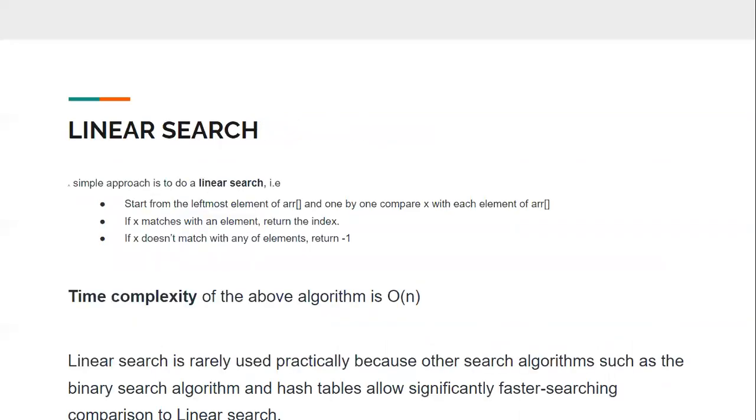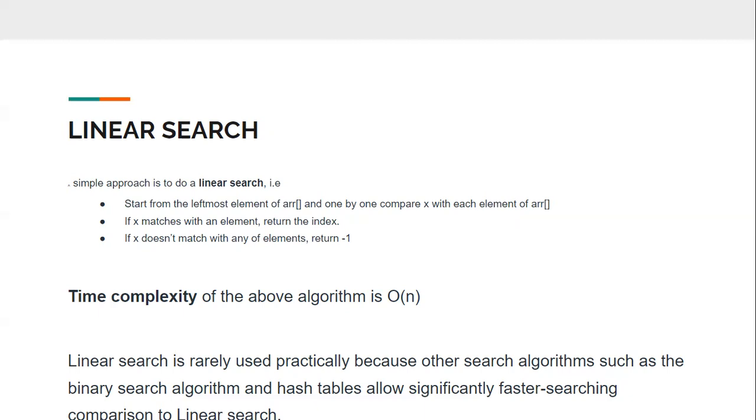A simple approach to do a linear search is to start from the leftmost element of the array and one by one compare x with each element of the array. x is the element that we need to find. If x matches with an element, return the index. If it doesn't match with any of the elements, return -1. The time complexity of the above algorithm is O(n).